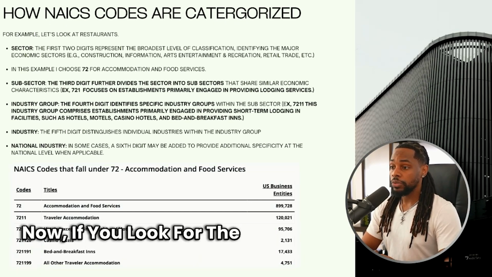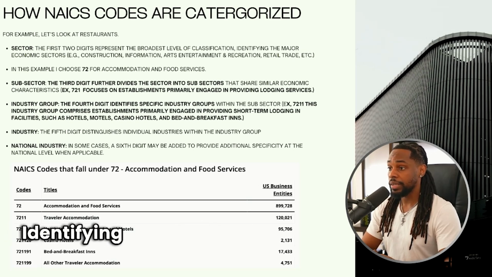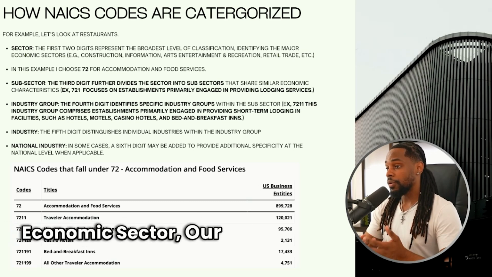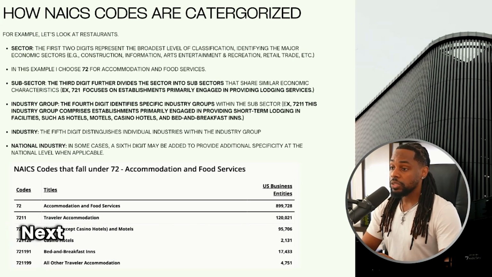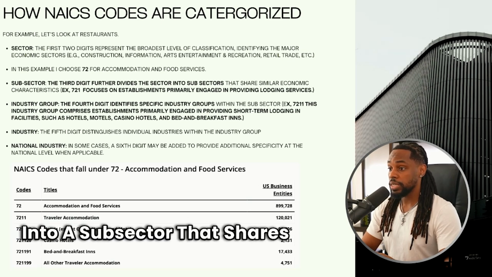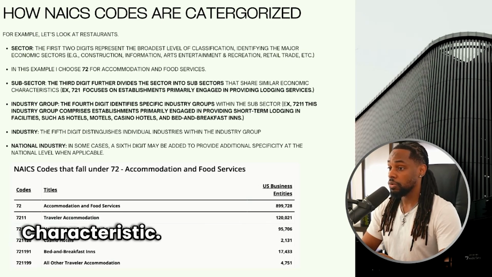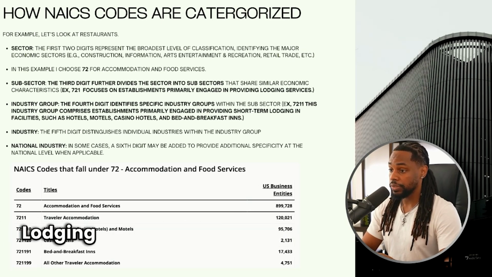Now, if you look for the first two numbers that represent the broadest level of classification, identifying the major economic sector, our example is 72 for accommodation and food services. Next, we have to look at the subsector. That's the third number. That's going to divide this into a subsector that shares a similar economic characteristic. So 721 focuses on establishments primarily engaged in providing lodging services.